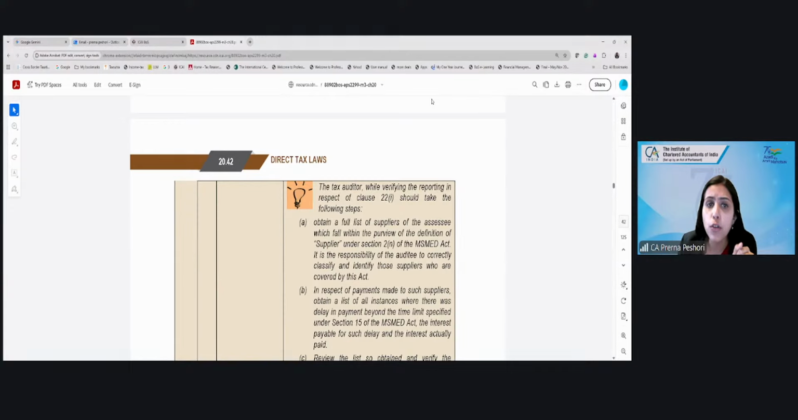What is the requirement under 44 ADA? When you do not comply with the limit of the 44 ADA, which is 50%, when you offer less than that, isn't it? When you offer less than that, and if your total income exceeds the basic exemption limit, then in that particular case, you are required to undertake the tax audit. Yes or no? So this is what are the limits for the tax audit that we discussed. Yes? Are we clear, everyone?